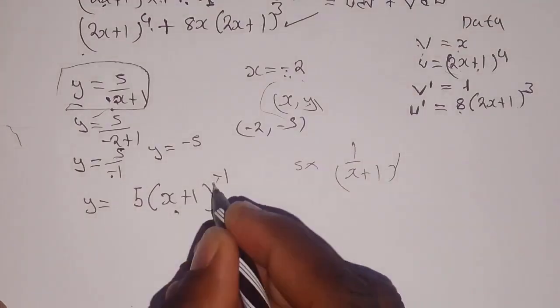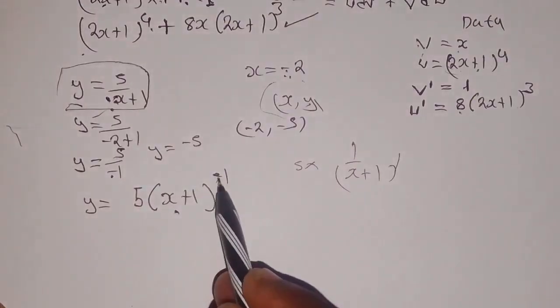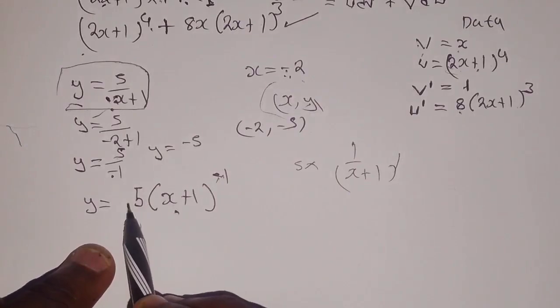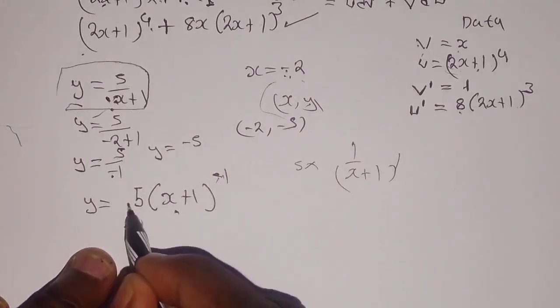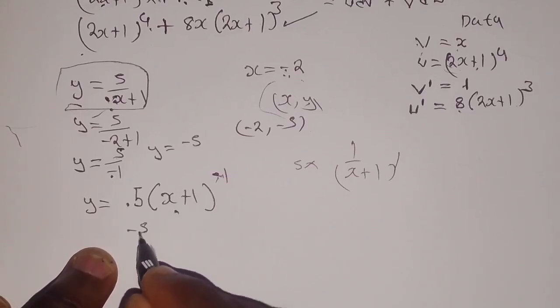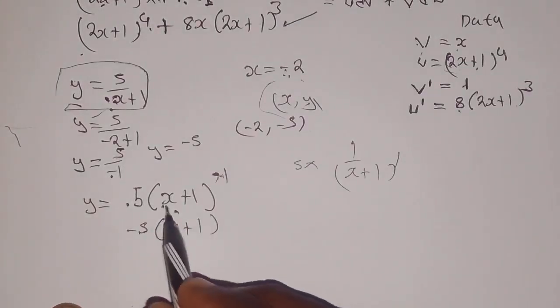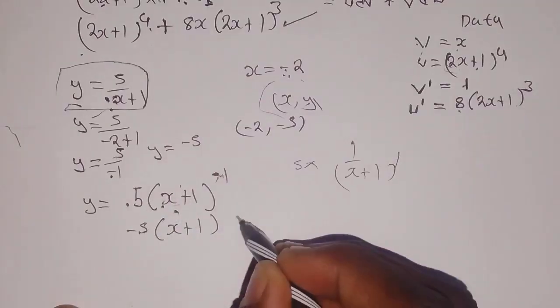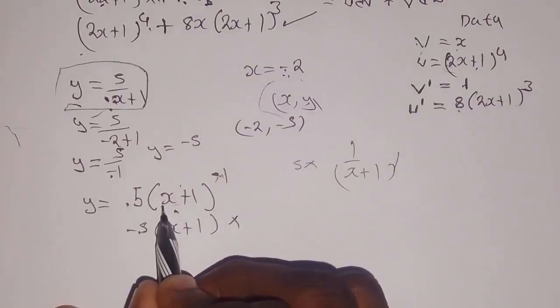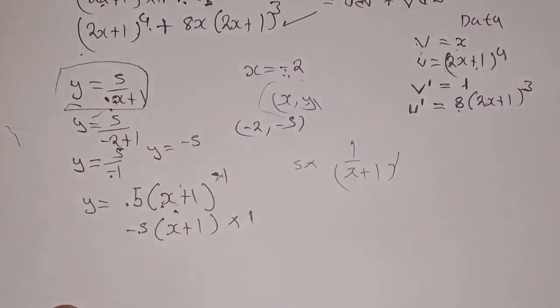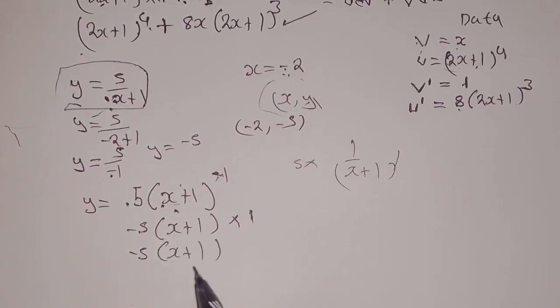This can be differentiated easily. You just do the power multiplied by this, so we're going to have negative 5, open bracket x plus 1. Then you multiply by the differentiation of what is inside. If you differentiate x plus 1, we're going to have 1. Then you just multiply, so negative 5 x plus 1. So this is our gradient.